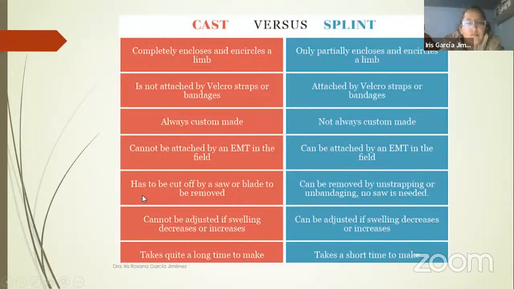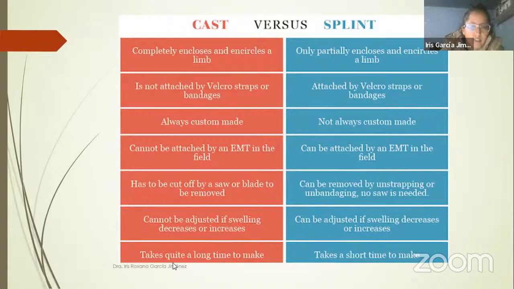The cast has to be cut off by a saw or blade to be removed. The splint can be removed by unstrapping or unbandaging. No saw is needed. Easy to take out the splint, we all made this. The cast cannot be adjusted if swelling decreases or increases. The splint can be adjusted if swelling decreases or increases. It's a very comfortable piece to work with if it's possible.